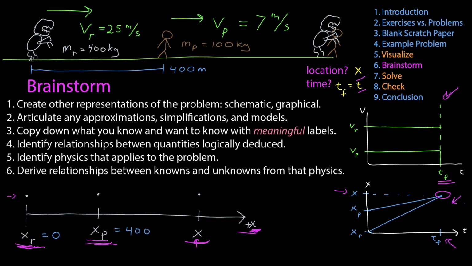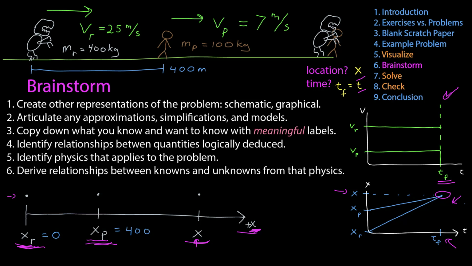Let's talk about other things you can do to brainstorm. Make sure you articulate any approximations, simplifications, and models that you are using. For example, we're doing the particle approximation. Copy down what you know and want to know with meaningful labels. We did that already, making sure that you always read what those labels mean and not just the labels themselves, so you don't confuse things with similar labels.